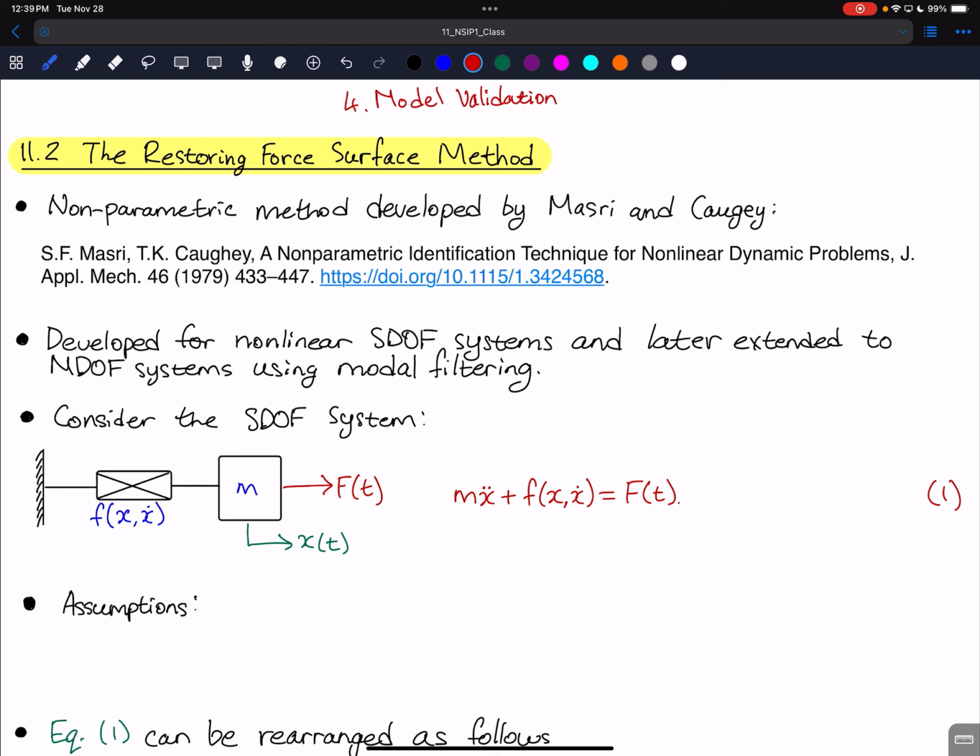We are only going to look at single-degree-of-freedom systems in this, but for multi-degree-of-freedom systems, you typically will apply some kind of filter to isolate a single mode of response or a single component such that you can then assume that's a single degree of freedom, and then you can apply this method that way. All right, so we're going to consider some single degree of freedom system, which has a mass m, and some arbitrary nonlinear function f of x and x dot. x is the displacement, with some force f of t applied to it. And the equation of motion is given there.